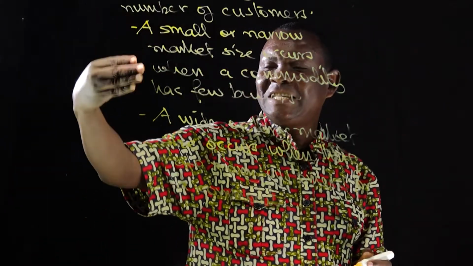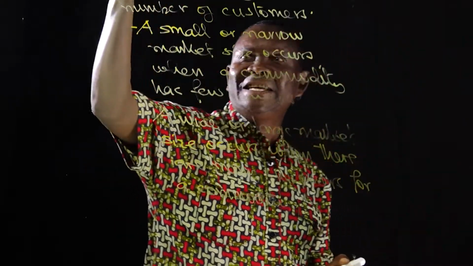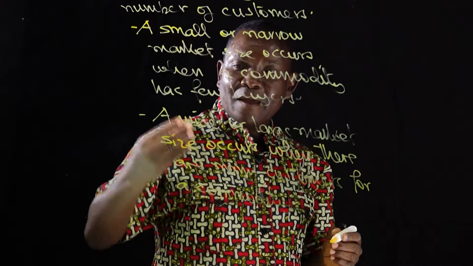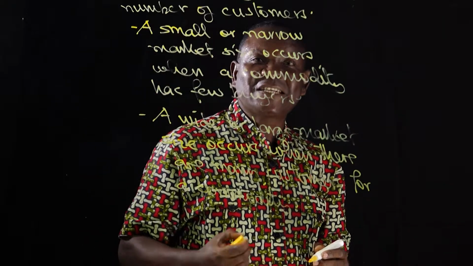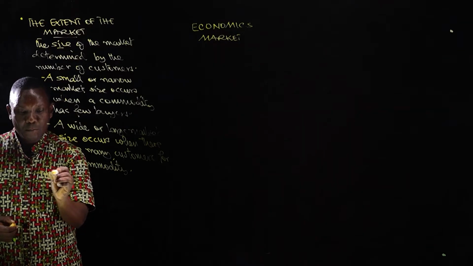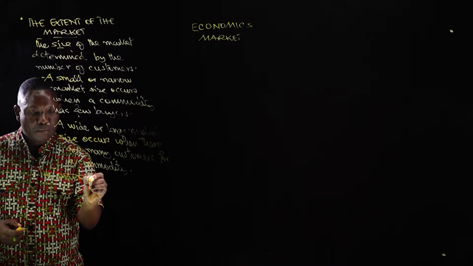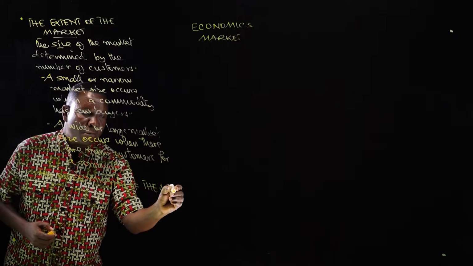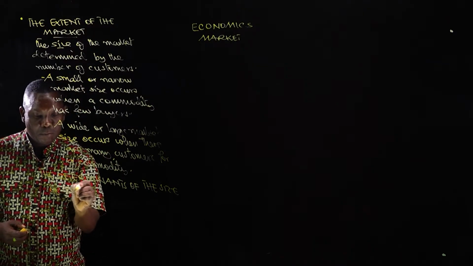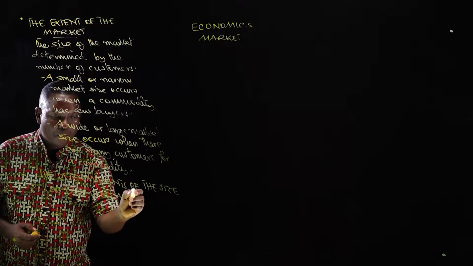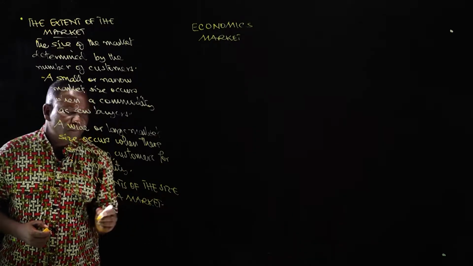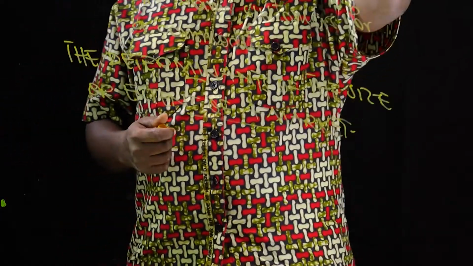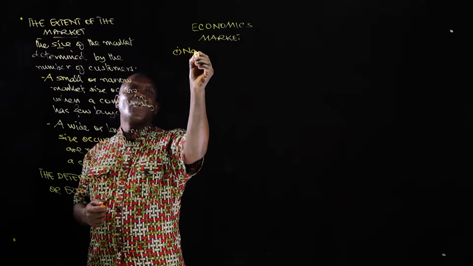Now, after having seen this little introduction of what is the extent of the market, which simply means we need to know the size of the market, our interest is to know the determinants of the size of the market. To have a large market or a small market depends on a number of factors. One of the factors is the nature of the commodity.